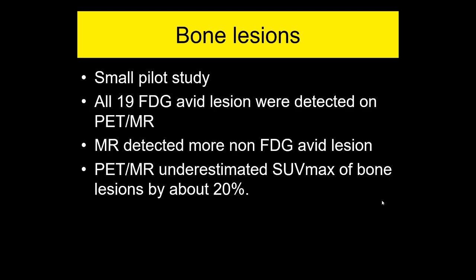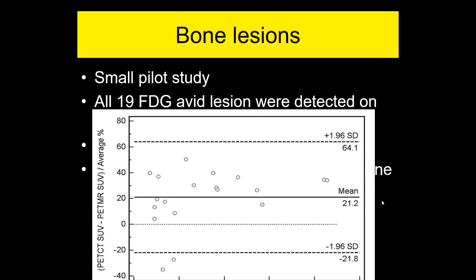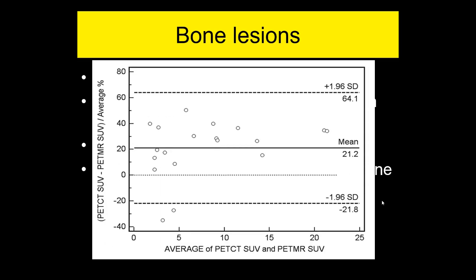And what we found was that actually the underestimation is about 20%, anywhere from 10 to 30% in literature. And we ended up calling all FDG avid lesions appropriately on PET MR as PET CT. So qualitatively, FDG avidity is appropriately seen, but quantitatively, we seem to underestimate FDG avidity. It's about in 20% range in our study.